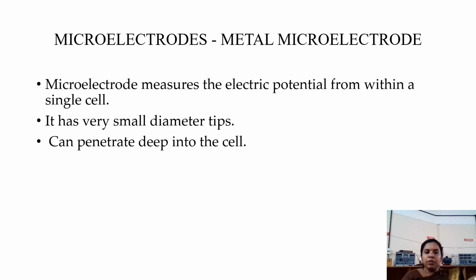Then next we are moving to the microelectrodes. As the name indicates, with microelectrodes we can measure the bioelectric signal from a single cell. For that purpose we are using microelectrodes. We have two types of microelectrodes: metal microelectrode and non-metallic microelectrode. In the metal microelectrode, the tip of the electrode will be made up of a metallic substance. That's why we are calling it the metal microelectrode.